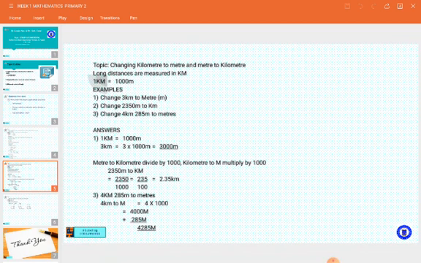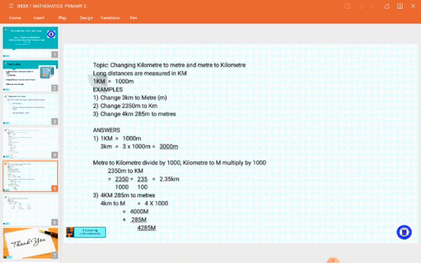Good. That is the answer. And thank you so much. If you change 1 kilometer to meter, then by changing 3 kilometer to meter, you have 3,000 meter. How do you get 3,000 meter? Thank you. Esther, your answer is correct. The answer is 3,000 meter.